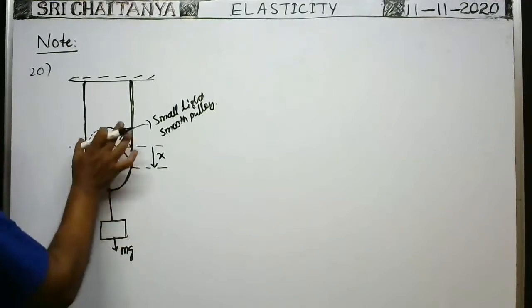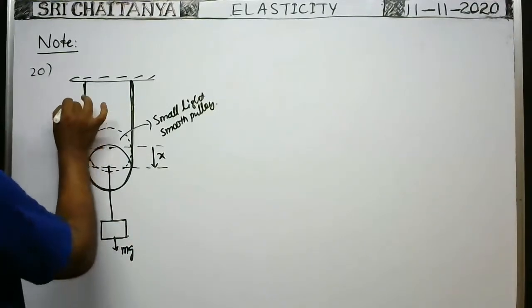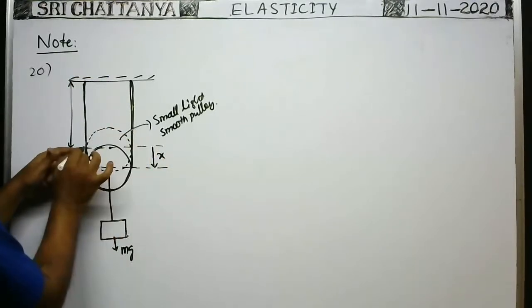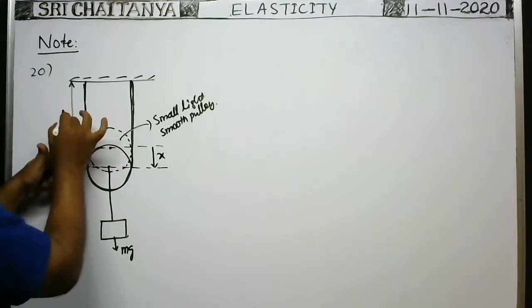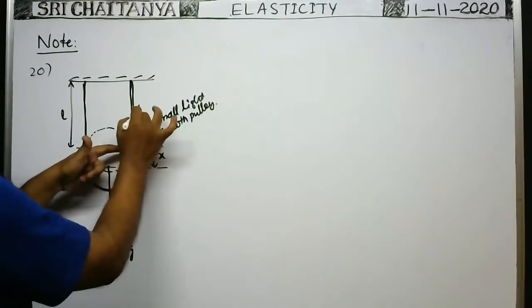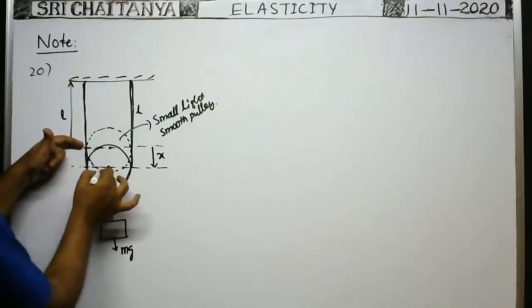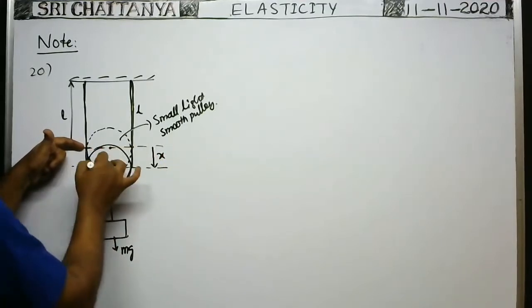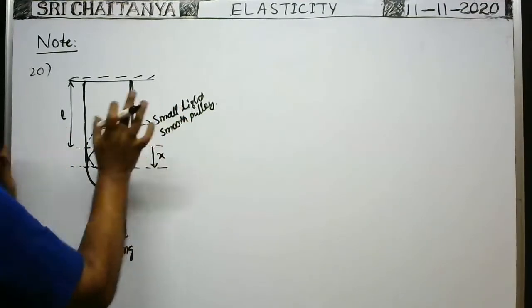Whenever the load is not suspended, as the pulley is up to this, the length of the string up to this is L. This is also equal to L. And the length of the string over the circumference, or periphery, of the pulley can be ignored because it is small in size.